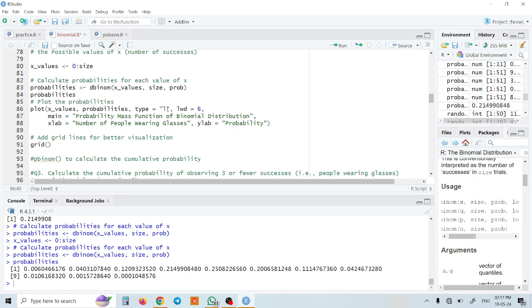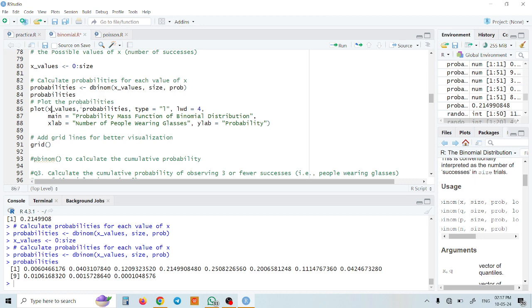We will put l, and here lwd is the width of the line. If you increase this number the line will become thicker, if you decrease it the line will become thinner. It depends on you how much you want, so we can make it 4. Main is the title of the diagram, the density plot, and this is the x-axis title and this is the y-axis title. On the x-axis we are taking the number of people wearing the glasses, on the y-axis the probabilities.